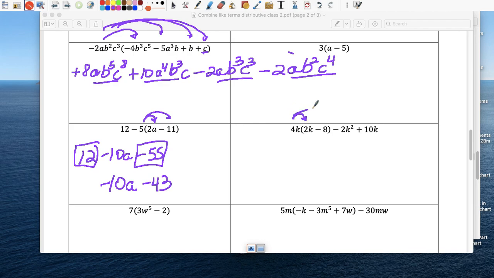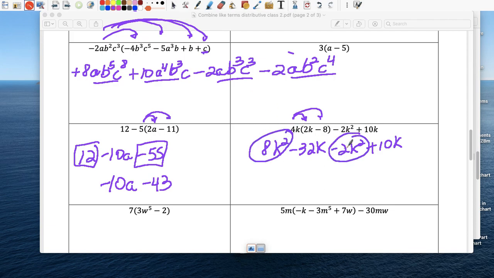Distributive property happens here. 4K times 2K is 8K squared. 4K times negative 8 is negative 32K, minus 2K squared plus 10K. Can I combine anything? Yeah. This guy here can be combined with this guy. That's positive 8 and negative 2, so that gives me 6K squared. This is negative 32, this is positive 10, so it's going to be negative 22K.